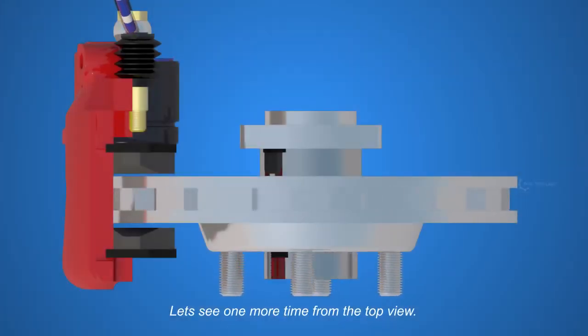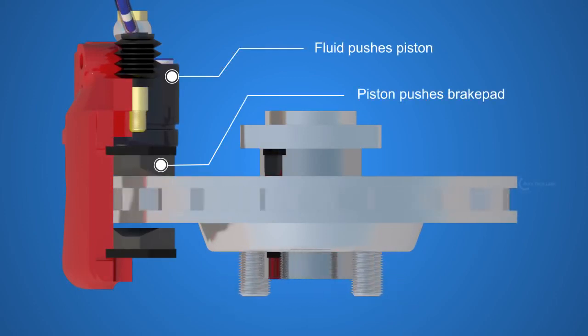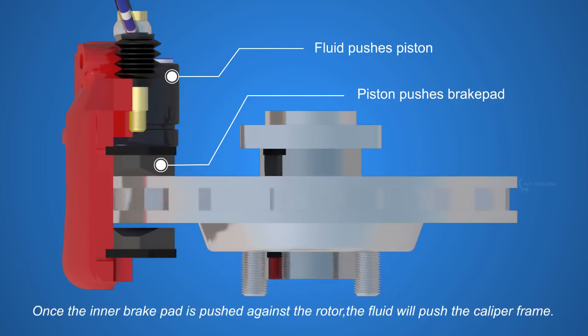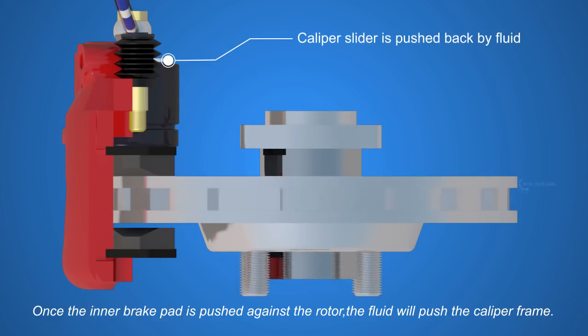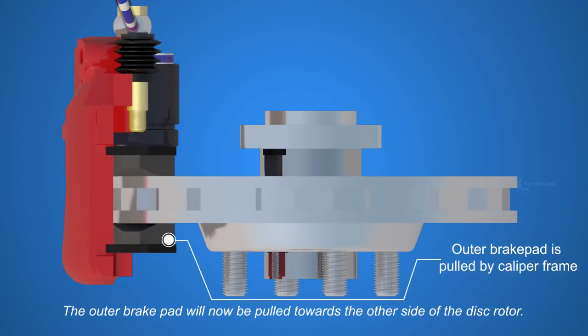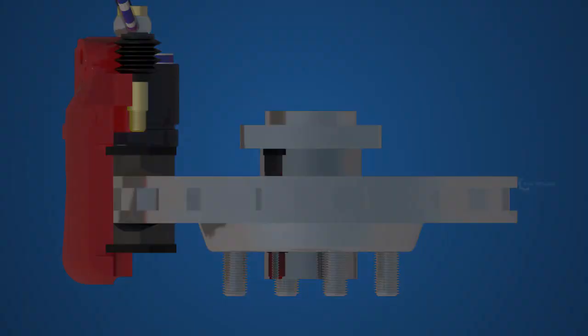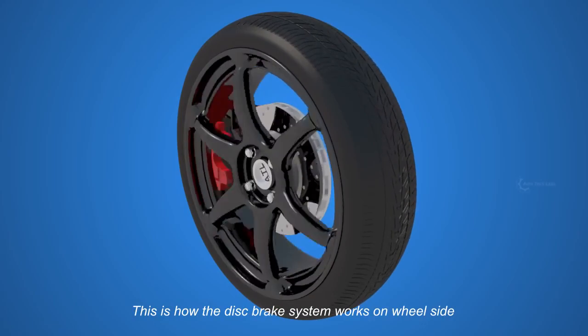Let's see one more time from the top view. The fluid pushes the piston, and the piston pushes the inner brake pad. Once the inner brake pad is pushed against the rotor, the fluid will push the caliper frame. The outer brake pad will now be pulled towards the other side of the disc rotor. This is how the disc brake system works on wheel side.